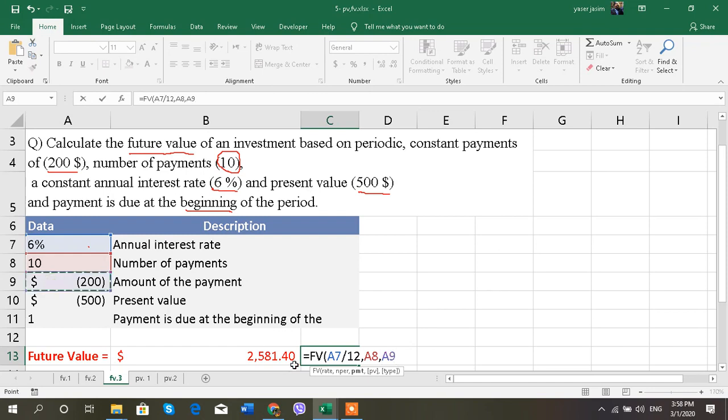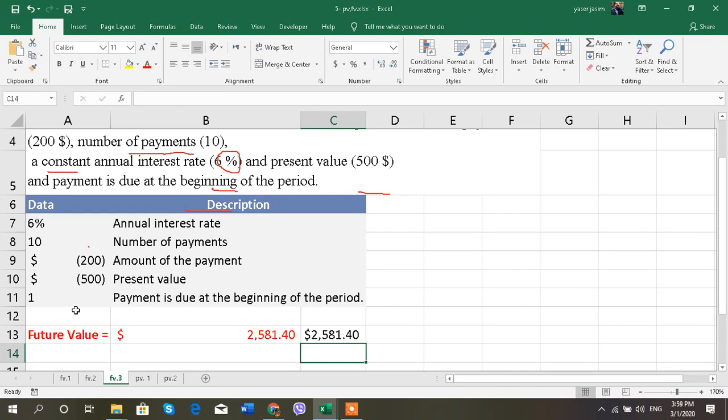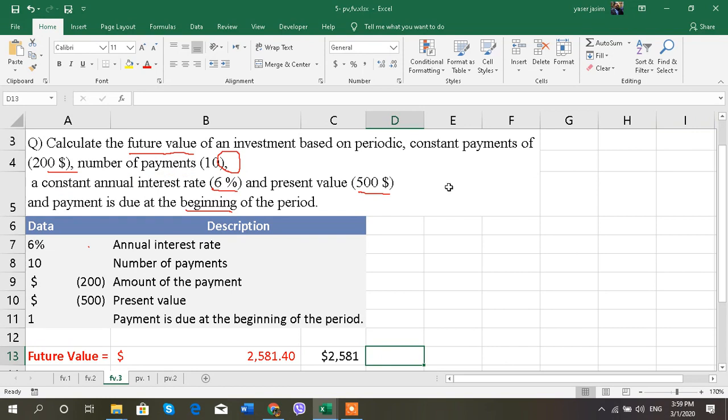my payments, comma, my present value, and also my type. Close the bracket, and we're going to see this value. This value is the future value for this investment. So after I pay as a present value 500 or initial cost, for 10 months I have to pay 200 installments every month, and the interest rate is 6% due at the beginning of my period. The future value that I will gain after 10 months will be $2,581. This is about how to calculate the future value.